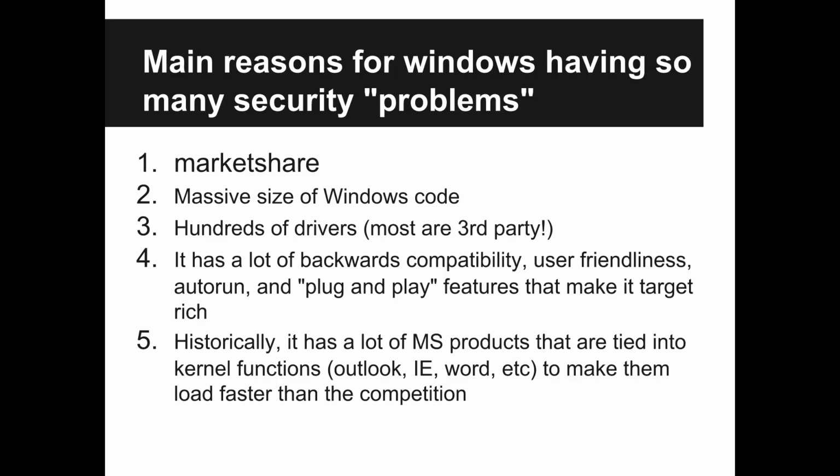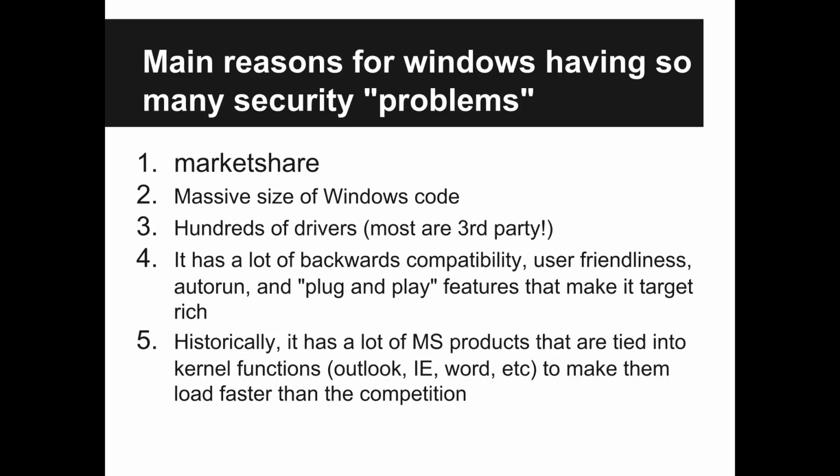Another aspect of the Windows security problem is it has a lot of backwards compatibility features, a lot of user friendliness. For a while, autorun was a huge security vulnerability for USB drives and CDs, etc. And a lot of other plug and play features that make it essentially, as we call it, target rich.